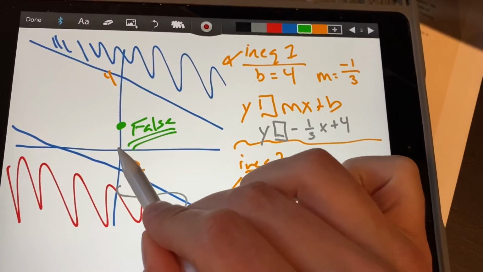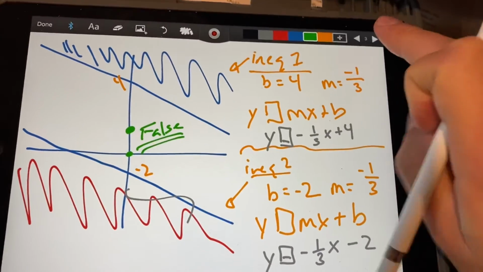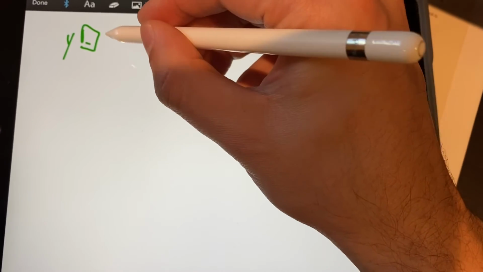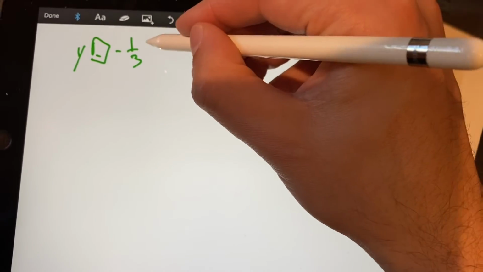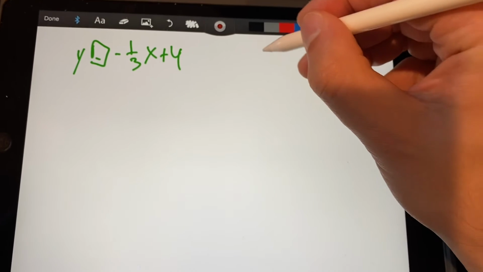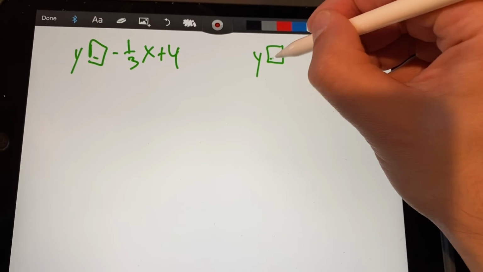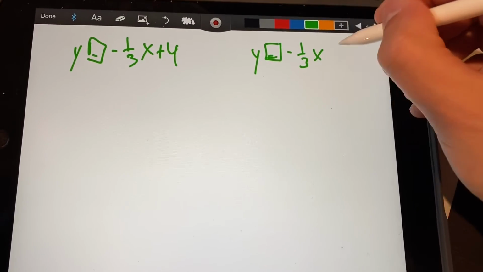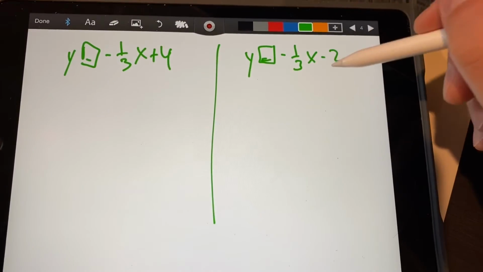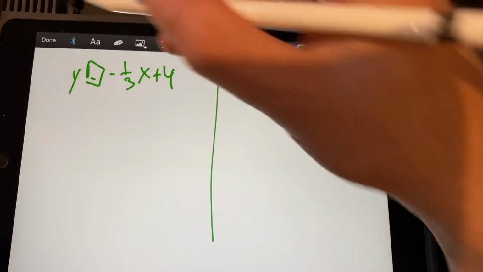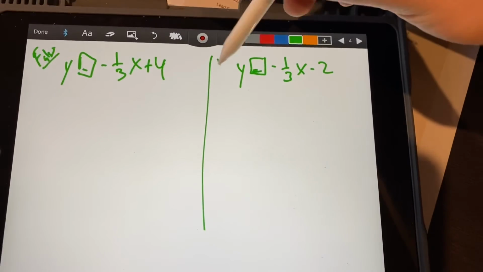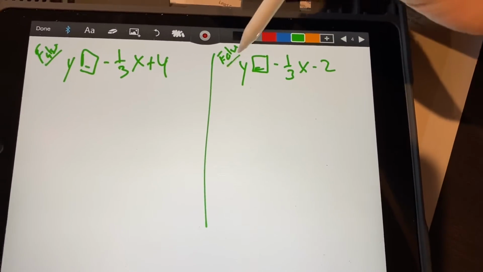So let's take the point 0, 0. I'm going to test each inequality. So I'm going to take y, I don't know what this is, but I know it's partly an equal sign, negative 1/3 x plus 4. And I also know y, I don't know what the inequality sign is, but it's also half equal, negative 1/3 x minus 2. So here are my two inequalities. I'm going to test this out for them both to be false. I want these to be false, so later on I'll be able to pick an inequality that makes it false.